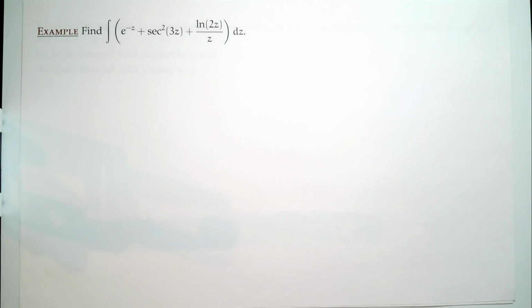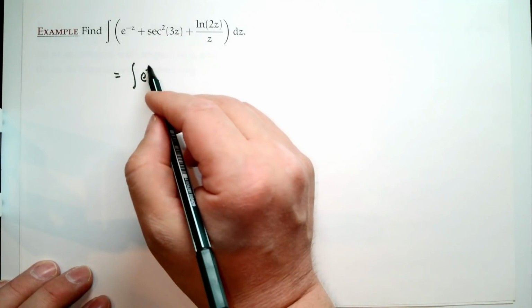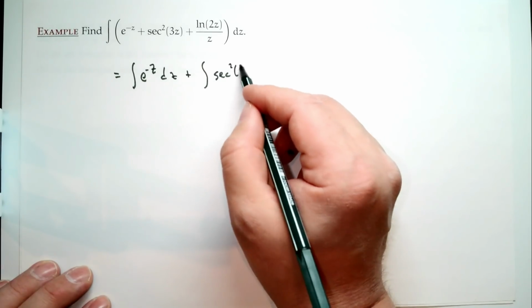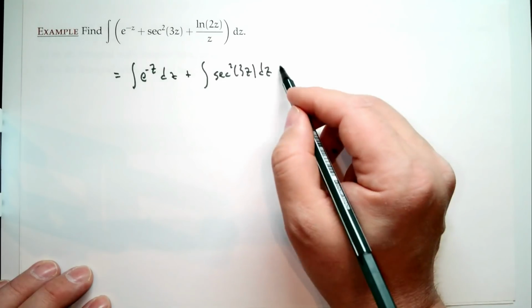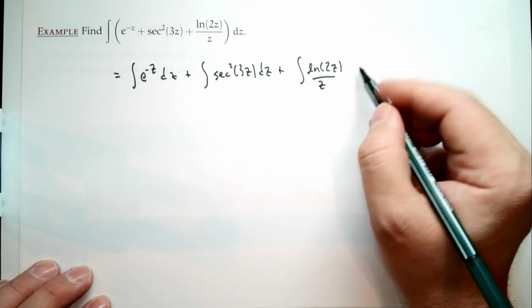All right. Find the integral of e to the negative z, secant squared of 3z, plus log of 2z over z. So, what do we do? Well, we're getting to almost our cool down phase. We're coming up to our end here. So, think of this as three integrals: the integral of e to the minus z dz, the integral of secant squared 3z dz, plus the integral of log of 2z over z dz.